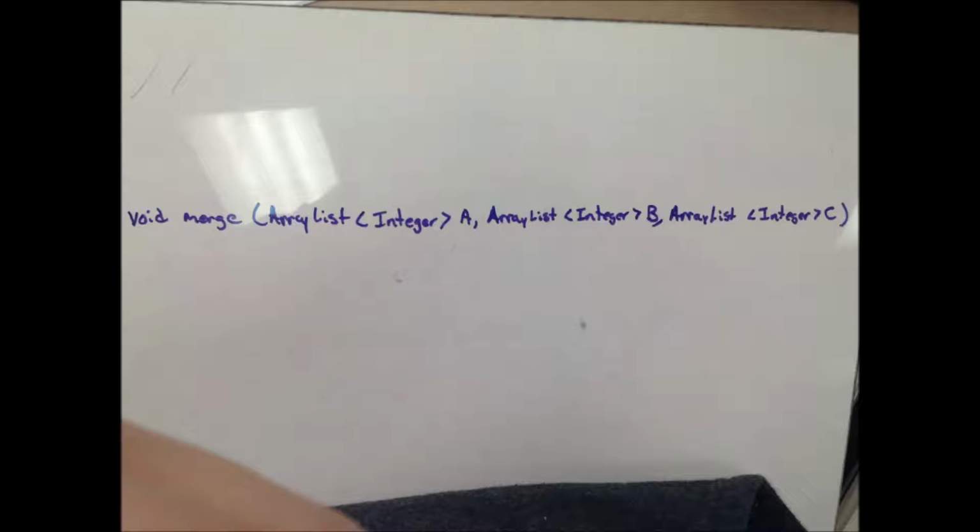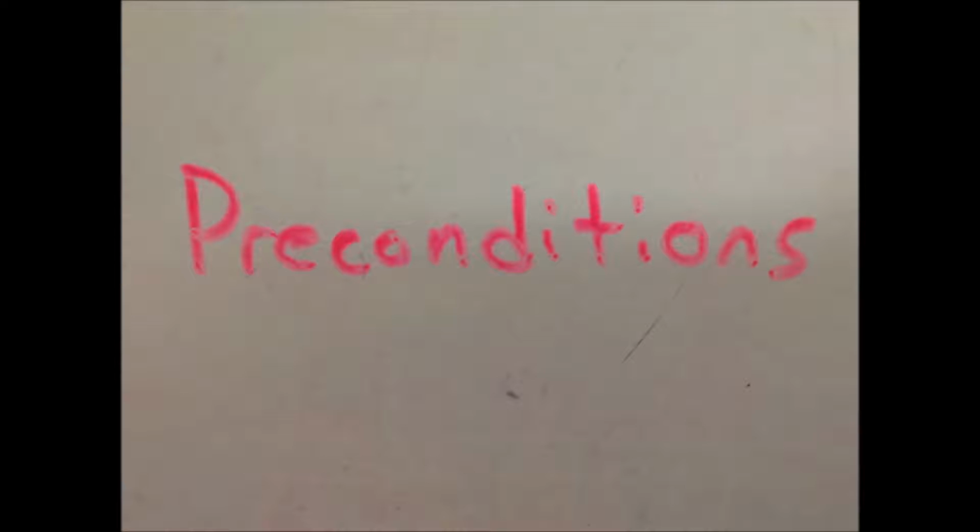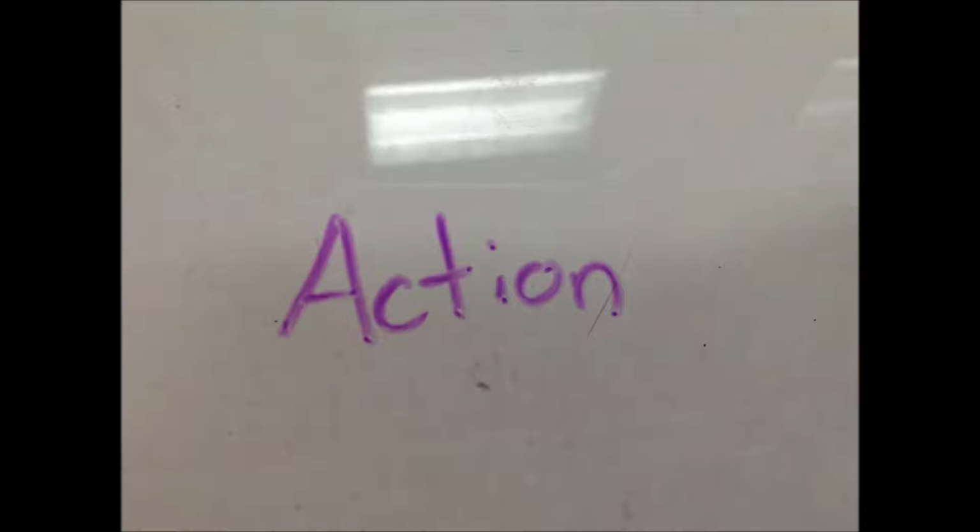The method header and the specifications of the merge method are given. Preconditions are that lists A and B are non-empty and sorted in non-decreasing order. The action is that lists A and B are merged into one array list, C. The postcondition is that list C contains all the values from lists A and B in non-decreasing order.